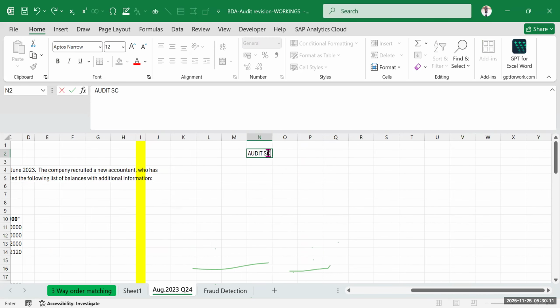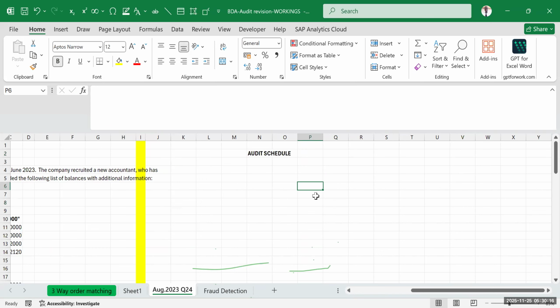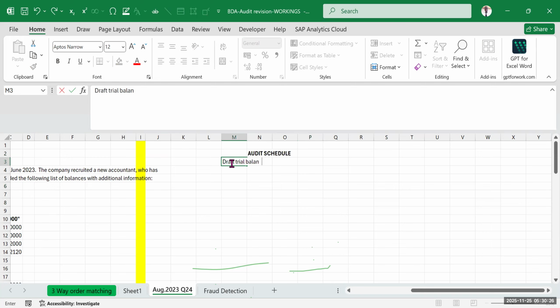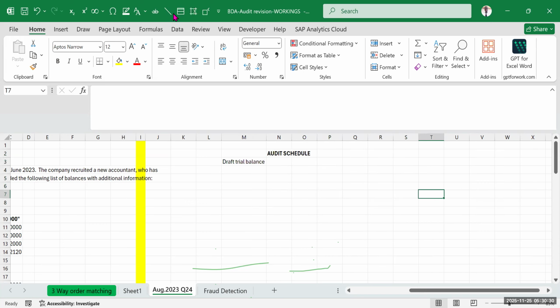All right, now let's do the workings here. We are preparing the audit schedule. Now, audit schedule is a very simple thing, as I've said, and the examiner has even guided us. What does the examiner want us to do? To do a draft trial balance, which is pretty simple. We know what a trial balance is. We know the entries that go to the debit and those that go to the credit side. Then the examiner also wants us to do adjustments. Adjustments are because of the additional information, so we will come up with the adjustments.